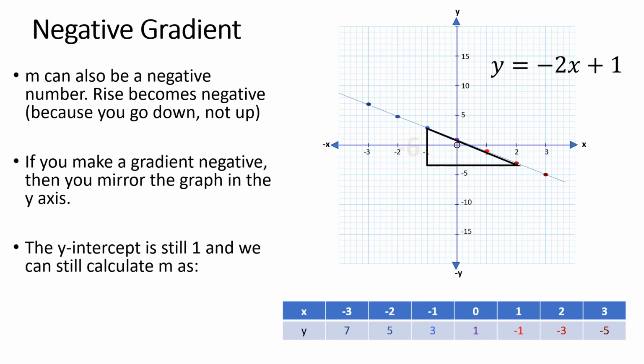And we can still calculate m in the same way as rise over run. But as I said, this time when we go 3 along, we have to go 6 down. And so m is minus 6 divided by 3, and so the gradient is minus 2.